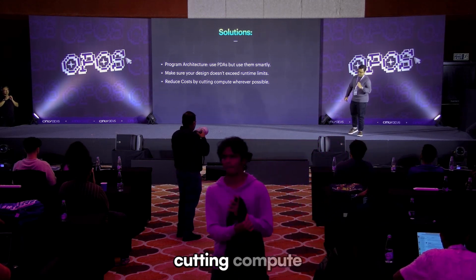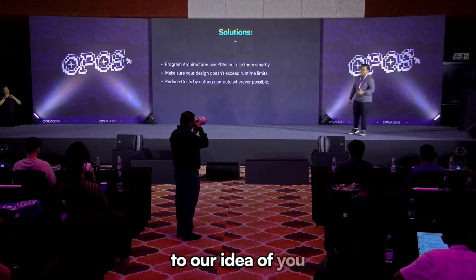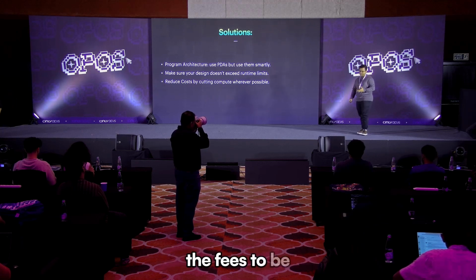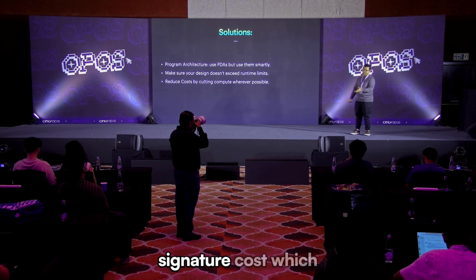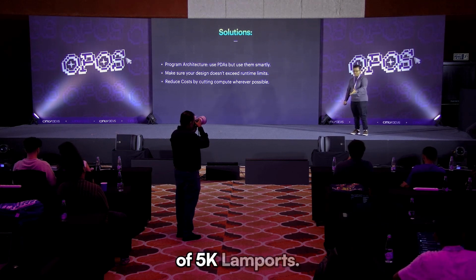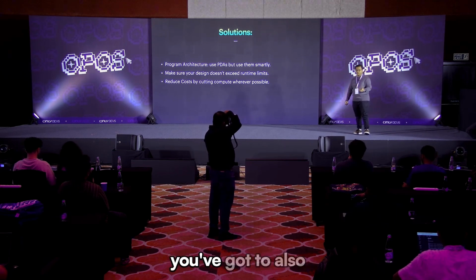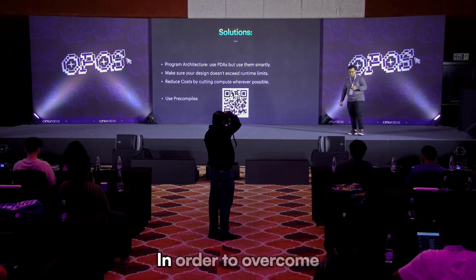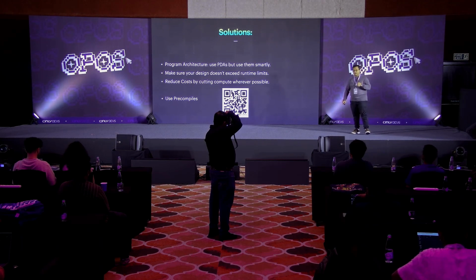Reduce costs by cutting compute wherever possible. This brings back our idea of, we calculated the fees to be like 100 SOL a day if you're just paying for transaction signature cost, which is the base fee of 5K lamports. If your transactions are going to use a lot more compute, you've got to also pay a priority fee. So that can add up really quick. In order to overcome this limitation, you can use precompiles.